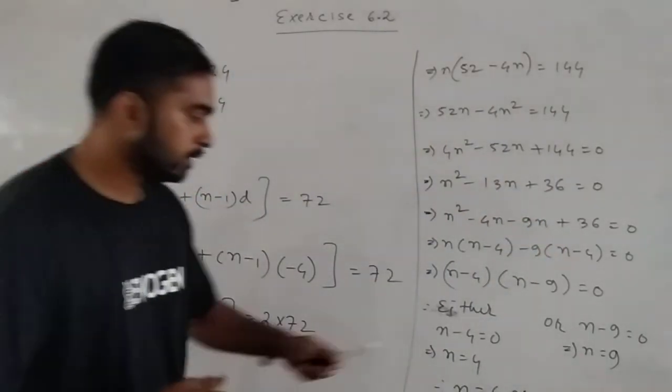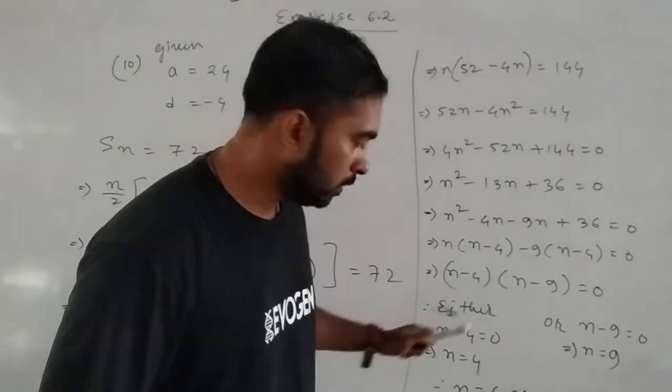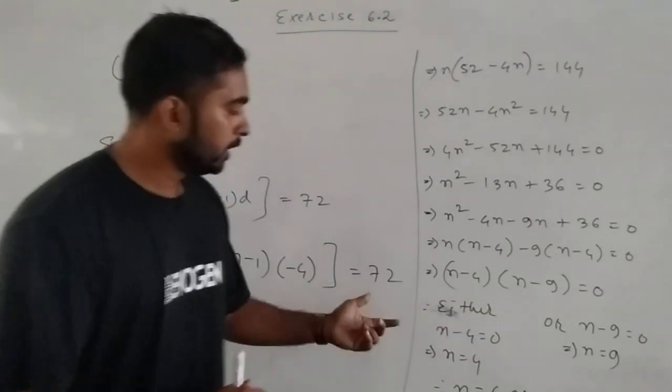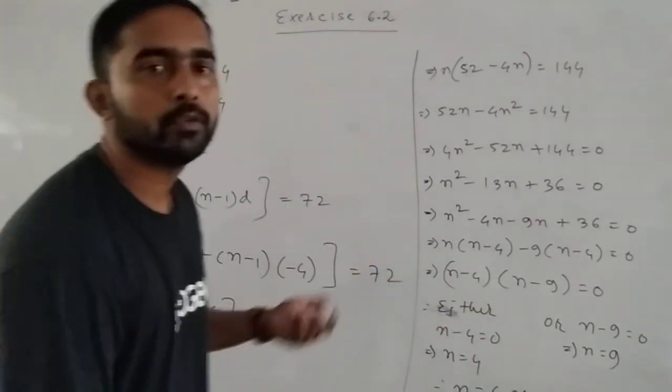And remember one thing, the value of n cannot be negative or a fraction. It should be a whole number: 1, 2, 3, 4, 5, 6, in this way.